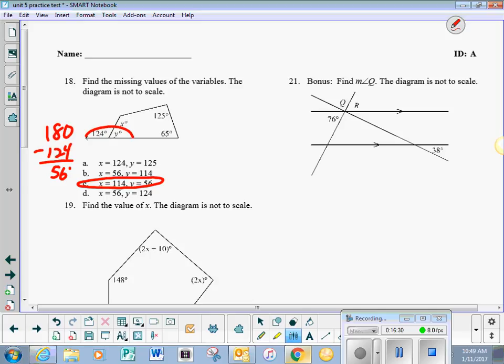Wait, how do you get 124? Oh, that will make sense. Yeah. What about 114? Wait, the answer's C. Where'd you get 114? Well, okay. So once I figure out that this is 56 degrees, what is the sum of the angles in a quadrilateral? Oh, 180. No, never mind.